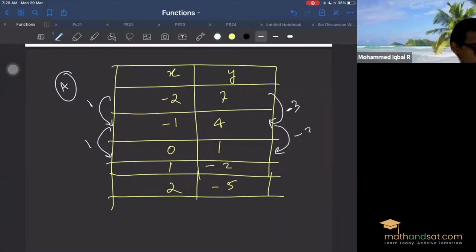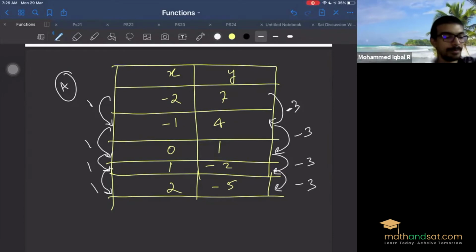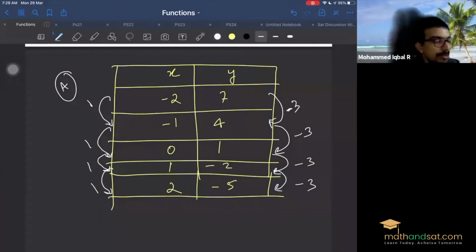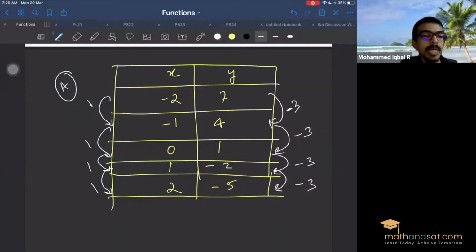Here again, the y value is decreasing by 3. Here, x value increases by 1, y value decreases by 3. X value increases by 1, y value decreases by 3. See, it makes sense, right? This perfectly matches our condition. If you take constant differences in x values, the corresponding differences in y values are also constant. If you take 1 as the difference between x values, the corresponding differences in y values are all -3.